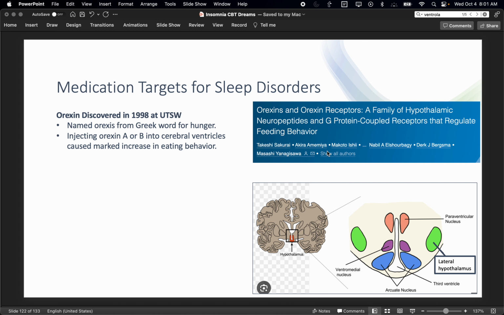Orexin is one of the new kids on the block. It was discovered in 1998 at UT Southwestern in the Dallas area. It was named for the Greek word for hunger. Now you're like, wait, I thought it had to do with sleep. And it does, but it also has to do with appetite quite a bit. Injecting orexin A or B into the cerebral ventricles caused the animals to eat a lot. So that's why they called it orexin, or hunger.